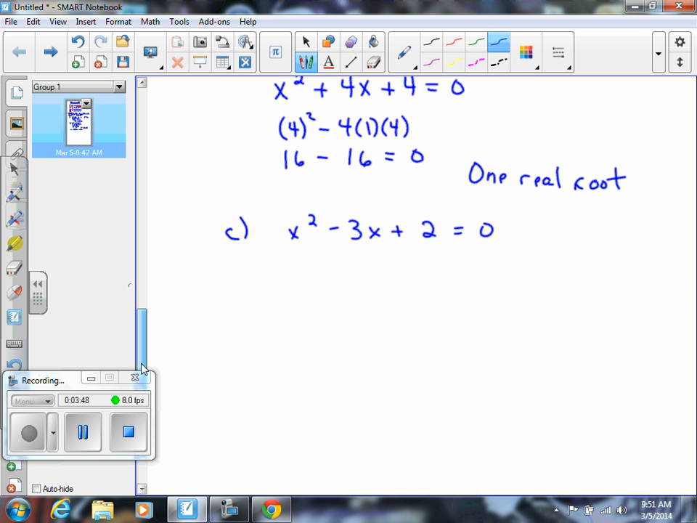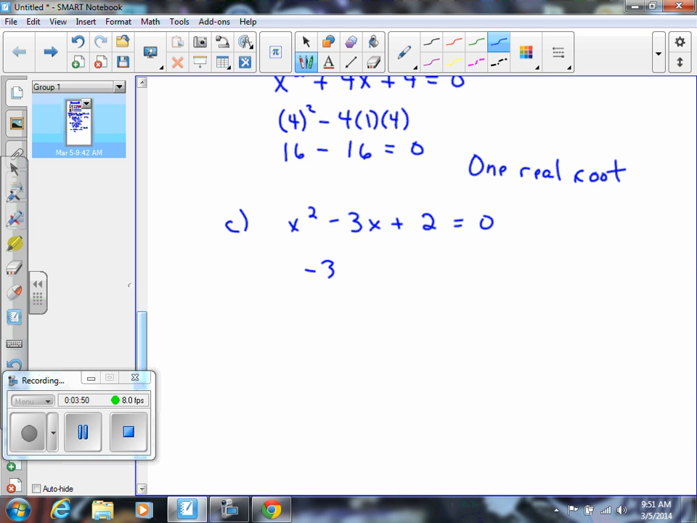And finally, our last one: -3 squared minus 4 times a, which is 1, times c, which is 2. I get 9 subtract 8. That is equal to 1. And 1 is a perfect square. So in this case, our answer is 2 rational roots.